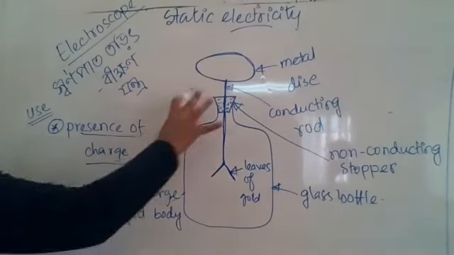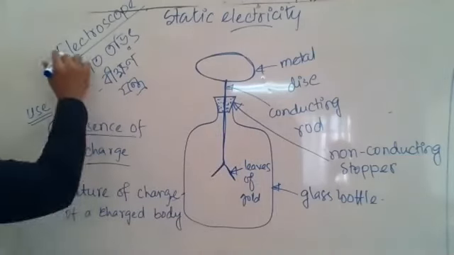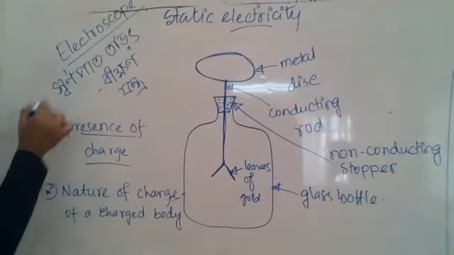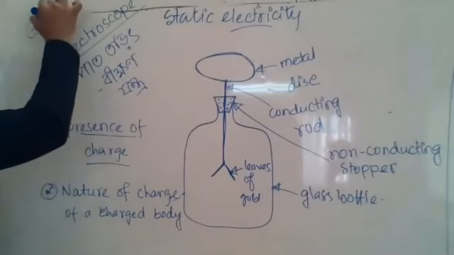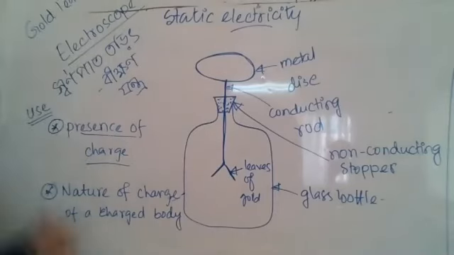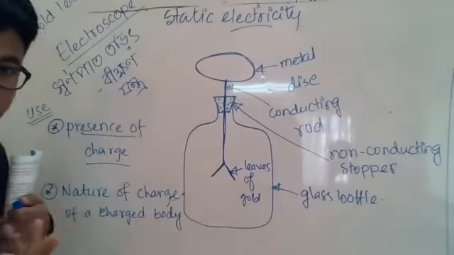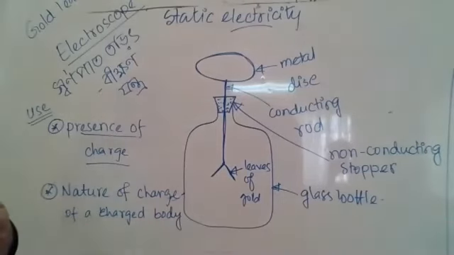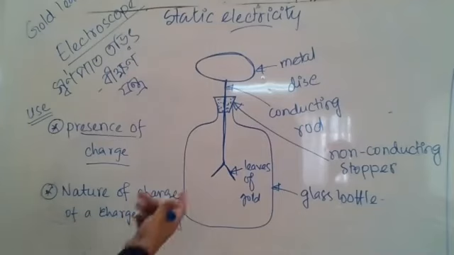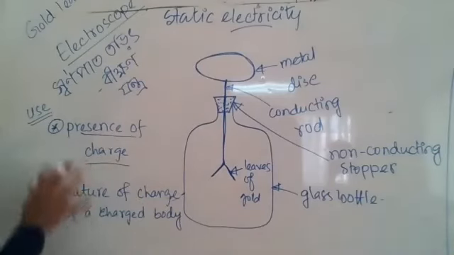Okay, so this is our setup. This is an electroscope, and this is actually a gold leaf electroscope. As gold is very expensive, people also use aluminium. You know that aluminium is very light in weight, and very available, not that expensive. So if you use aluminium, that is also okay. Instead of gold, you can use aluminium. So this is the setup and this is the use.